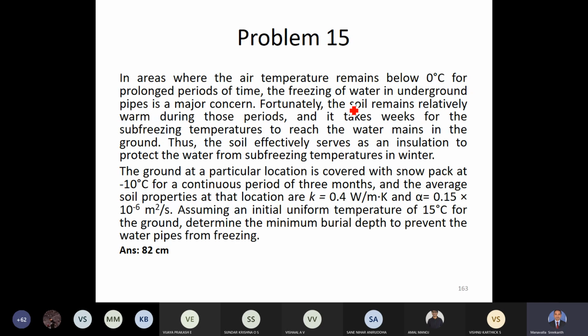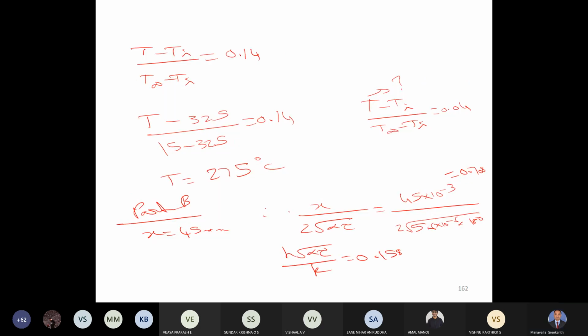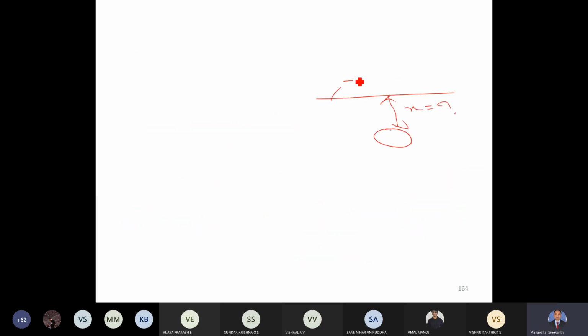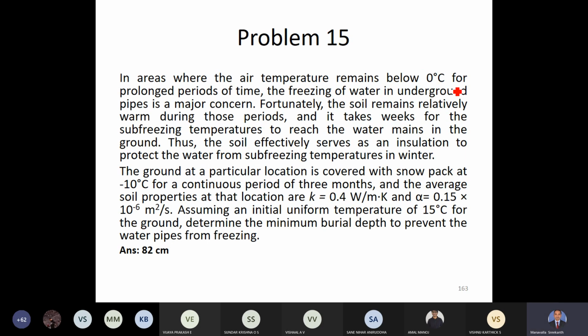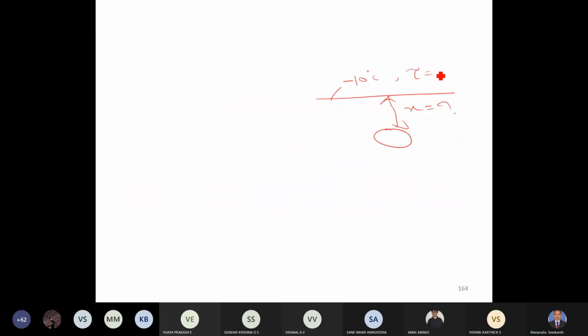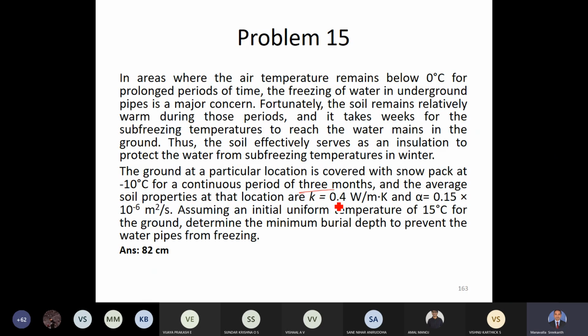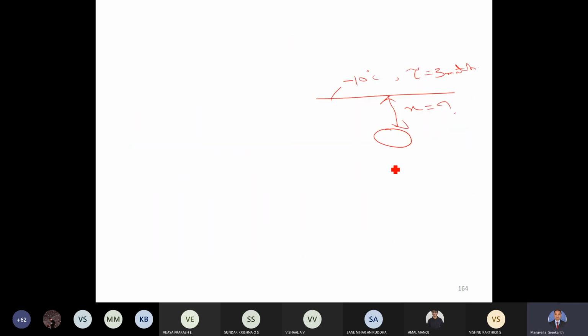At the surface, we are told the temperature is minus 10 degrees Celsius, and the time is 3 months. So how long will it take for this minus 10 degrees Celsius to penetrate downwards? Assuming an initial uniform temperature of 15 degrees for the ground, determine the minimum burial depth to prevent the water pipes from freezing. That means how long will it take?